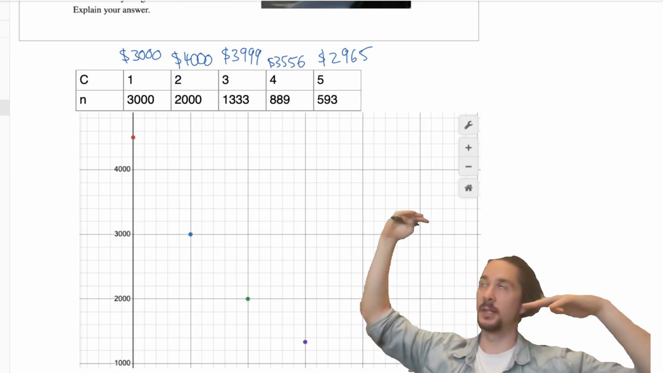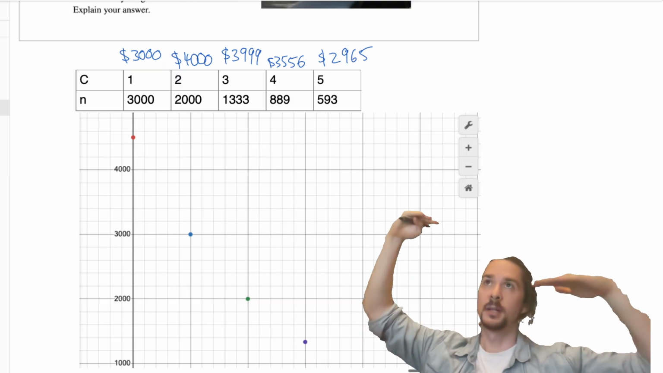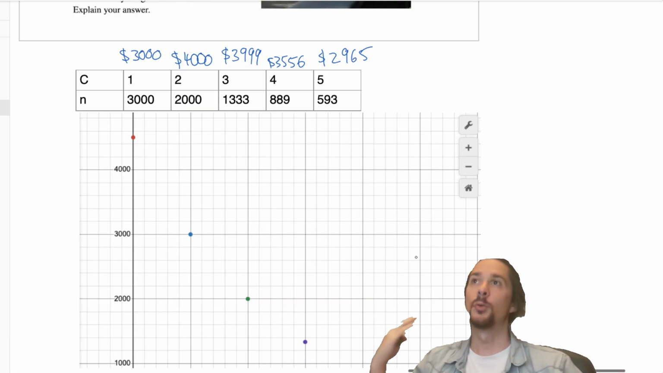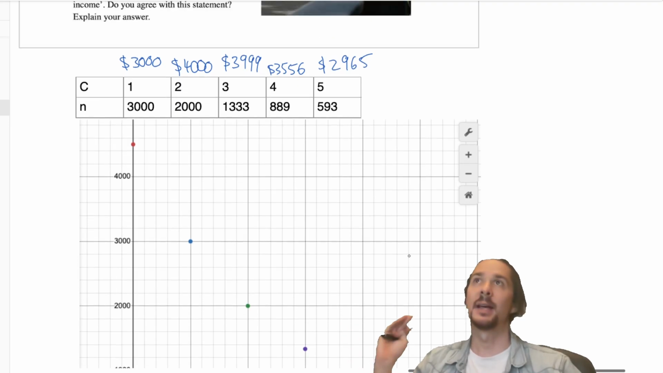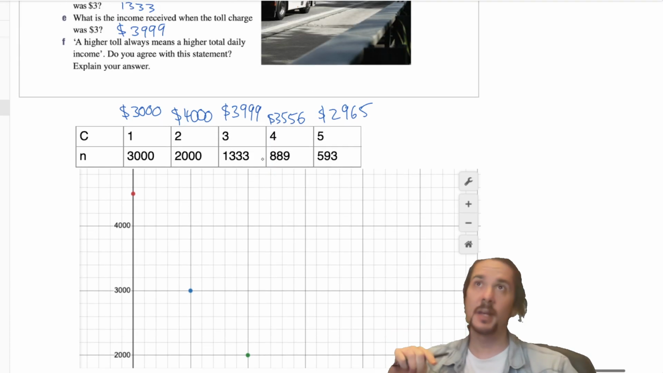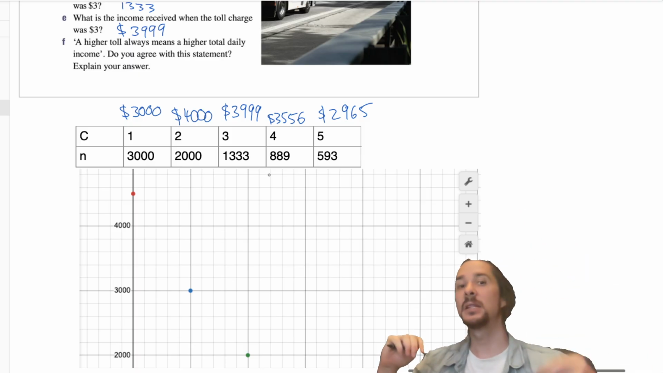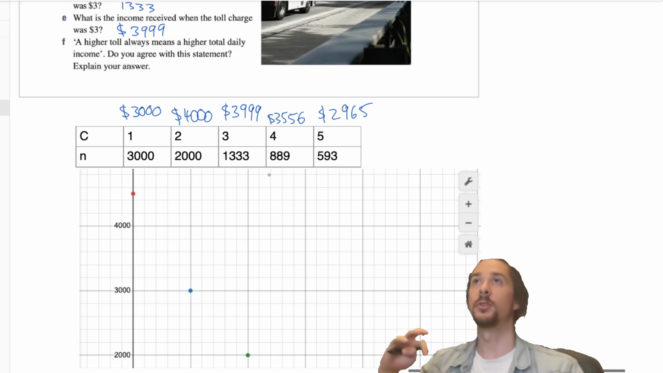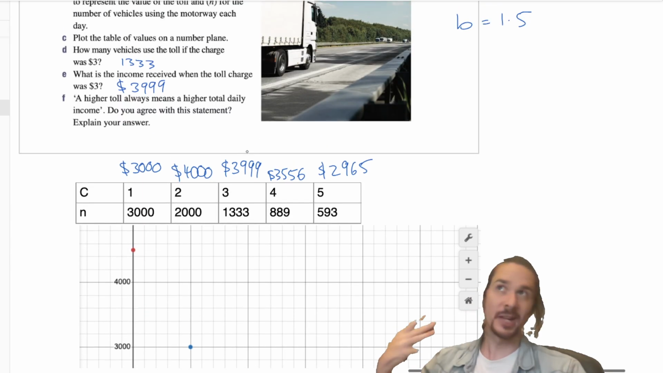So because this graph is not a straight line, we don't have a clear trade-off where an increase in the cost leads to a linear decrease in the number of people using it. And what we're actually finding is that there's a sweet spot where you maximize income, but if you increase beyond that sweet spot, the decrease in the number of people using the toll road actually reduces the total revenue collected. So that's my explanation of the answer.